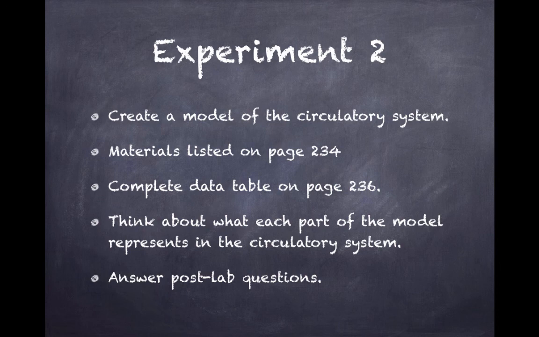Collect all the materials listed on page 234 in your lab manual and follow the instructions to set up your model system. Fill in the table on page 236 as you circulate the water through your system. Think about what each part in your model represents in the human body as you are creating it. Be sure to answer the post-lab questions on page 237 when you are finished.